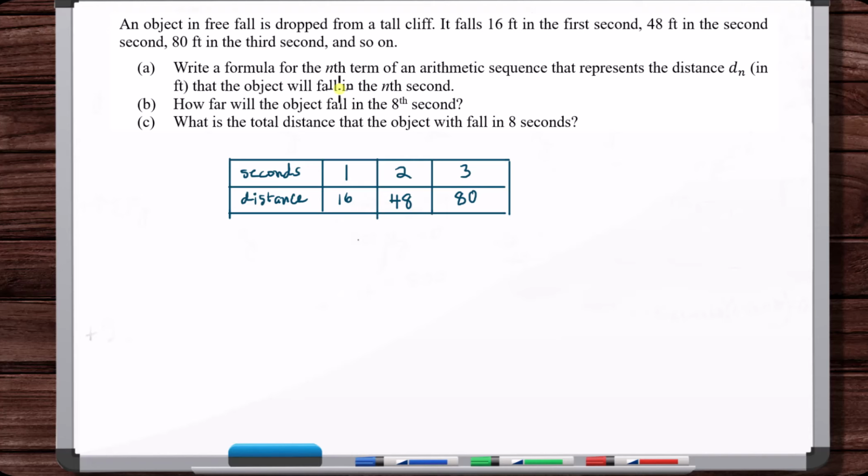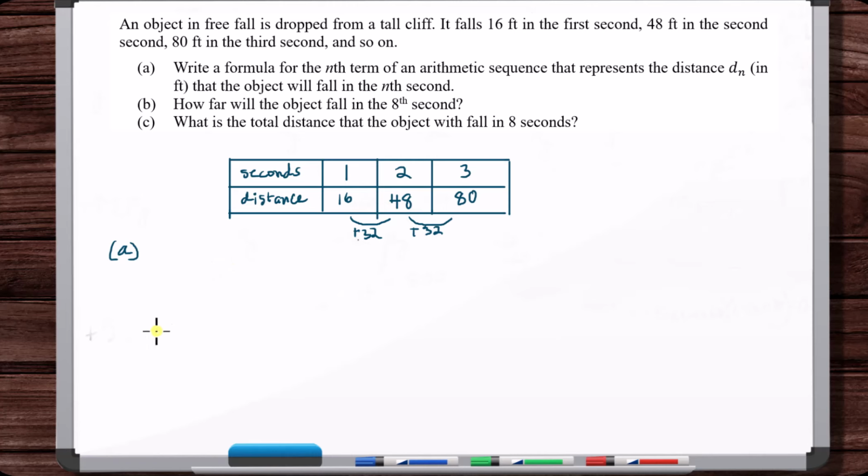So now it's asking, write a formula for the nth term of the arithmetic sequence that represents the distance d_n that the object will fall in the nth second. In the nth second, so it's accelerating. For each successive second, it's going to fall more. So they're saying this is going to be an arithmetic sequence. So 16 to 48. 48 minus 16 is 32, so this adds 32. So this you should add another 32. 48, 80, and so on. So you do add 32 there.